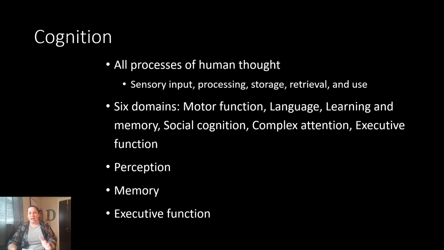Now, this does take a couple of steps. We first have to have sensory input coming into our brain. Our brain then has to process this information, store it, and then be able to retrieve it to use later. There's 6 domains when we look at how cognitive function works. We have a motor function, language, learning and memory, social cognition, complex attention, and executive function.